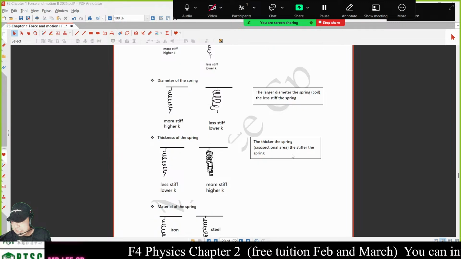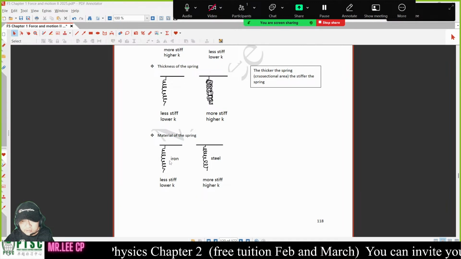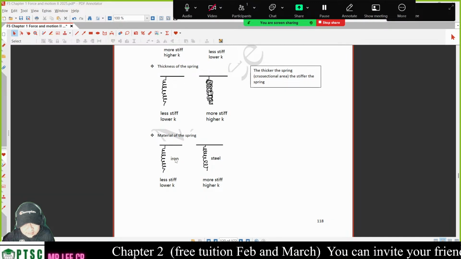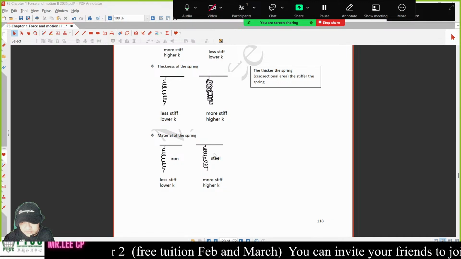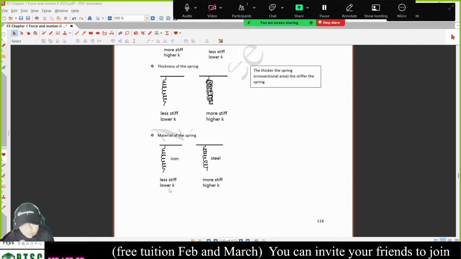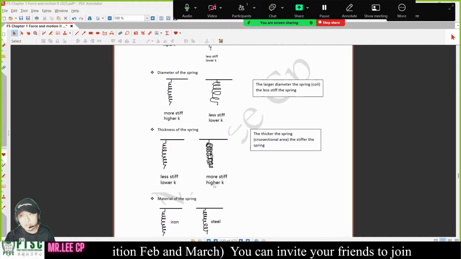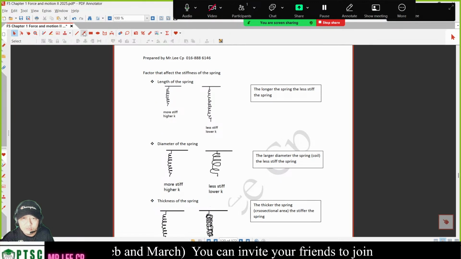Lastly, it is material of the spring. Material of the spring is, if iron, right, it is less stiff, not that hard. If steel, it is more stiff, right, more hard, right. The K will be higher. Okay, so if I plot the graph, right, I plot the graph this way.